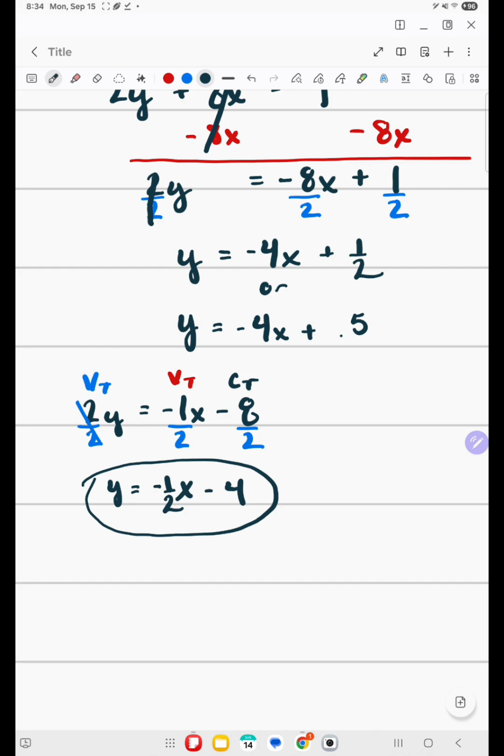All right, so let's say it again. If you get a fraction for your constant term, it's okay to change it to a decimal. If you get a fraction that's with your x, that's a variable term, leave it as a fraction.